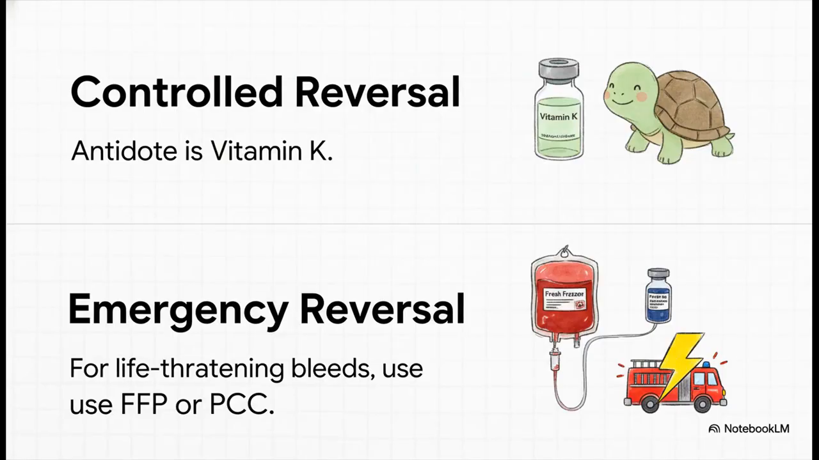When it's time to hit the brakes on warfarin, you've basically got two speeds. For a slower, more controlled reversal, you give vitamin K. But if you're in an emergency, I mean a life-threatening bleed, you need the fast lane. And that means giving them new clotting factors directly, with either fresh frozen plasma or prothrombin complex concentrate.